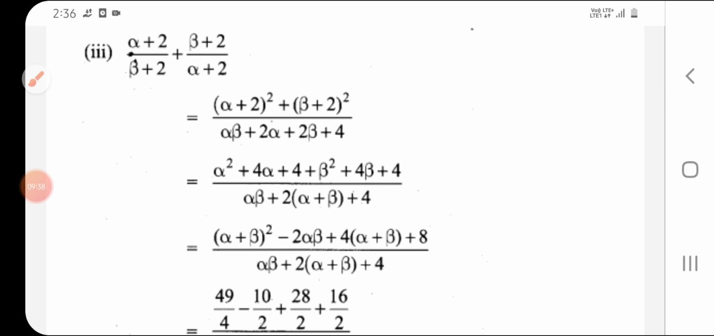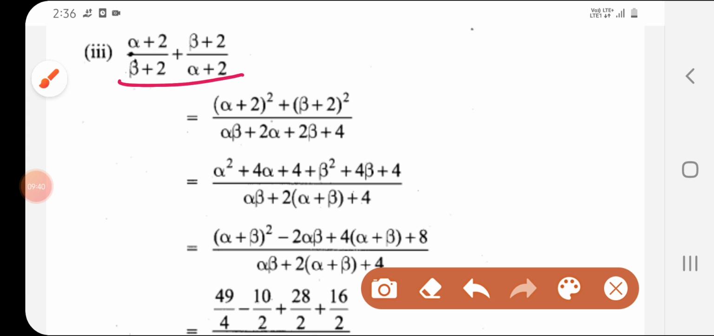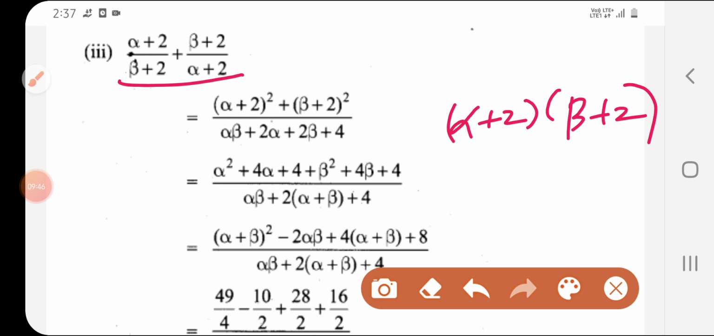Here the LCM of both terms is (alpha + 2)(beta + 2). We have to multiply inside. Here we don't have alpha plus 2 with beta plus 2, so when we multiply, the numerator already has alpha plus 2, so alpha plus 2 into alpha plus 2 will be (alpha + 2) the whole square. Here we already have beta plus 2, into beta plus 2 means (beta + 2) the whole square.